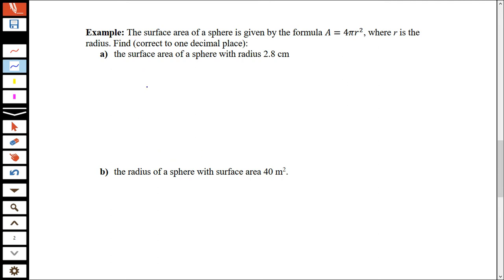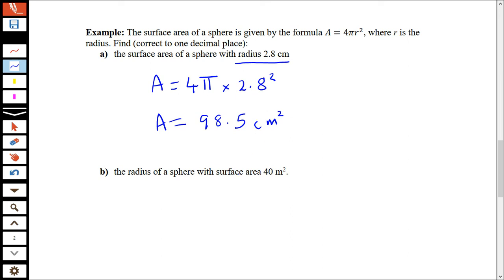The first question is very straightforward. They just want you to substitute the radius of 2.8 centimeters in there. So you've got 4 pi multiplied by 2.8 squared. Put that into your calculator. 4 shift pi times 2.8 squared, it's 98.5. Now it is area and it is centimeters, so the unit should be centimeters squared.